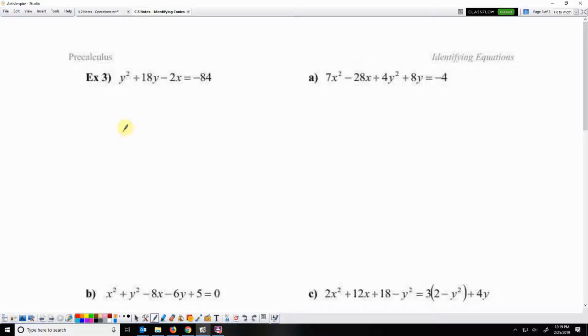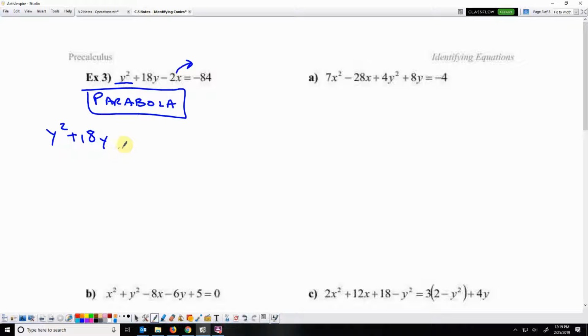So on example 3, we only have one squared term, and that makes this one a parabola. For this parabola, we want the y terms together, which they are, but we're also going to take this x term and put it on the other side. So y squared plus 18y, I'm going to have to complete the square, so I'm going to leave a blank, equals 2x minus 84. I have a blank here, so I need a blank here.